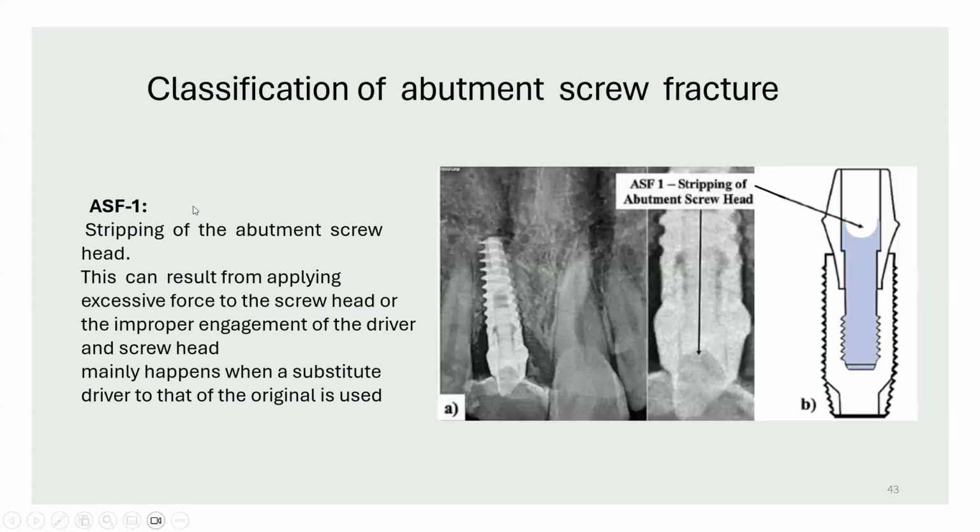Fracture class 1 is when the stripping occurs at the screw head, when we have a stripped head of the abutment screw. This is class 1. This can result from applying excessive forces to the screw head or improper engagement of the driver. It mainly occurs when we use a substitute driver rather than the original company's driver. So it's mainly at the head of the screw.